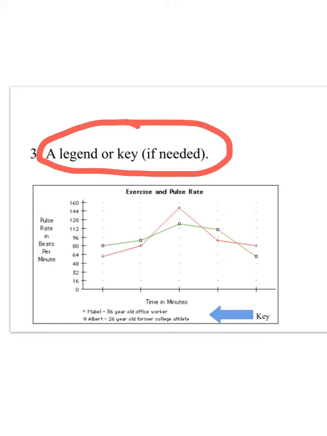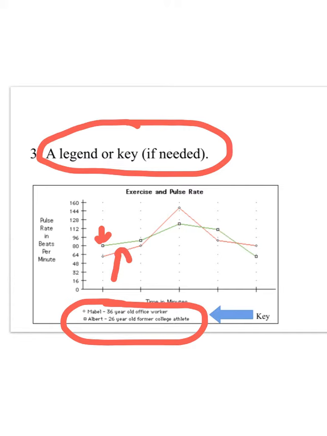Every once in a while, you're going to need a key or a legend. Down here is a key or a legend that's telling us what each different line stands for. So this green line right here with the squares is Albert, and I can tell by the key. And then the diamond shape, the red line right here, is for Mabel. So why do we need to do this? Well, we measured 2 different people doing this experiment. So if we had 3 different people, we would need 3 lines, 4 different people, 4 lines, and we need to have a key to indicate that.